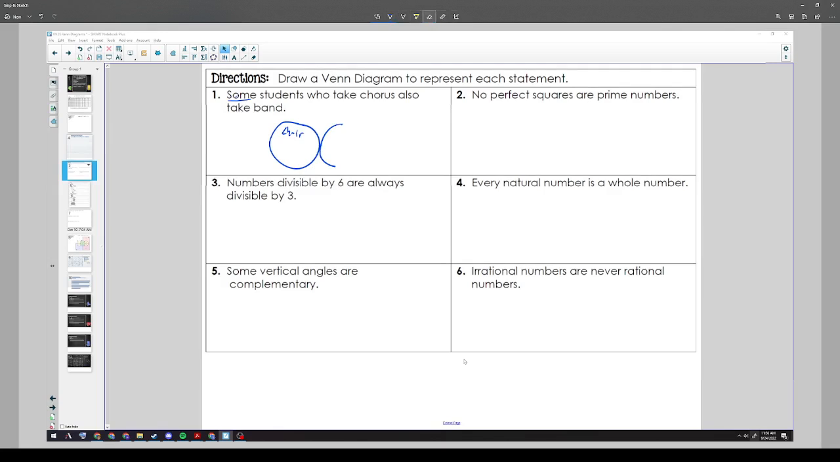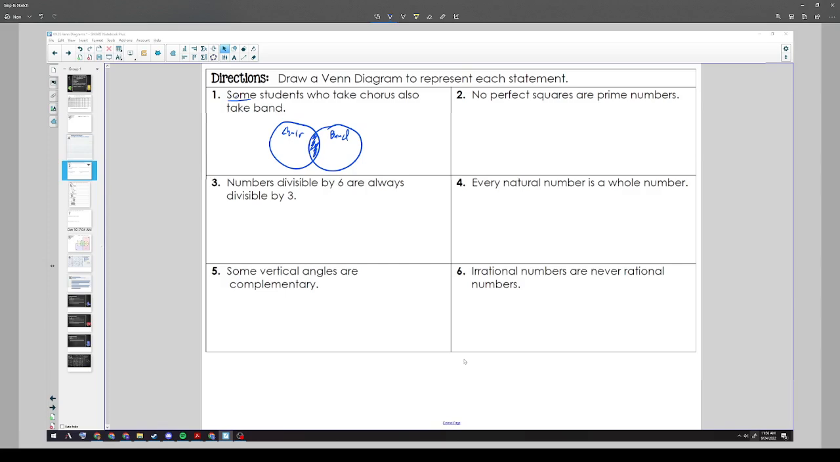Uh-oh, I missed. And one circle for band. And the overlap we're talking about, the students who take both, would be this region here that they share.